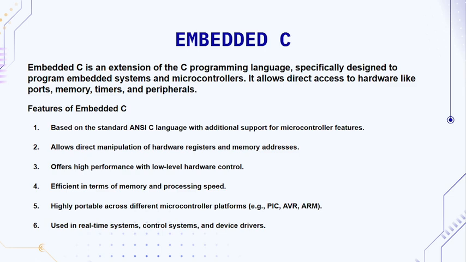The features of embedded C are based on the standard ANSI C language with additional support for microcontroller features. We can directly program the registers. We can directly set the registers through embedded C, which is not possible in the case of normal C language. Assembly does, but assembly is a complex language. Embedded C allows us an easier way to program a microcontroller.